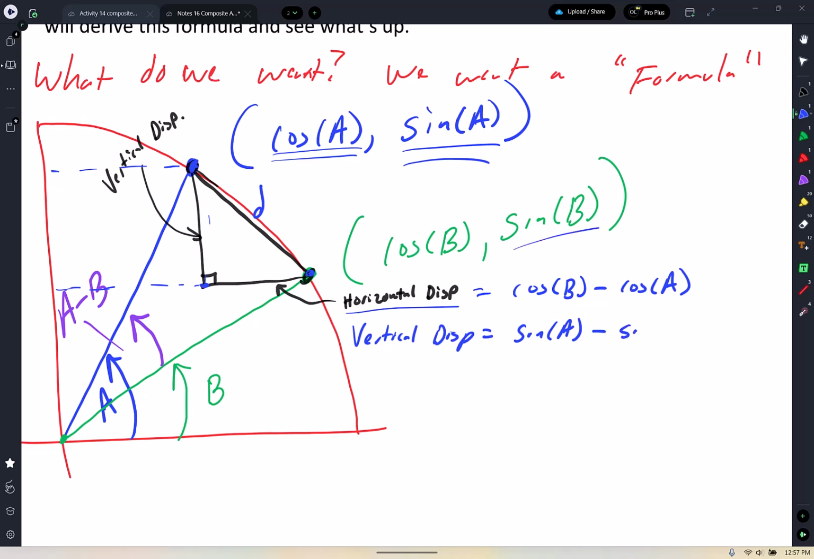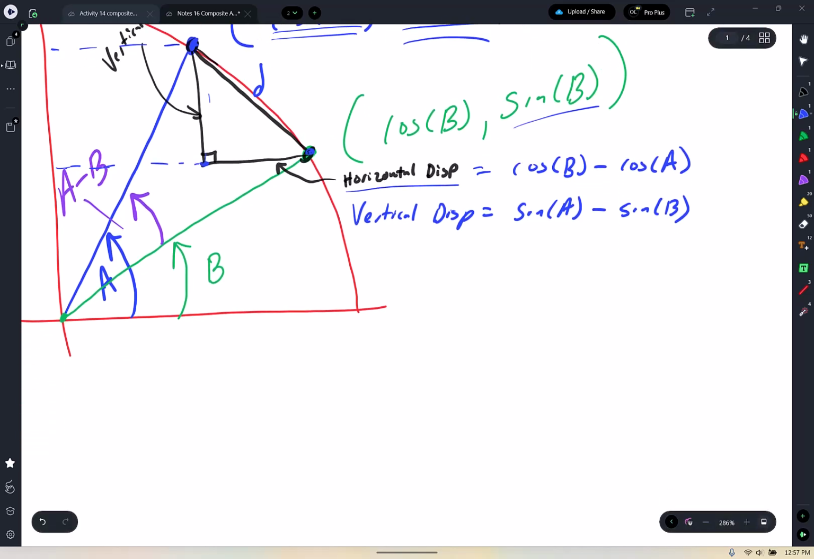Sine B. Good job, guys. You guys are using logic. And if I do Pythagorean theorem, remember Pythagorean theorem, a squared plus b squared equals c squared. If I do Pythagorean theorem, I can make a statement like this.